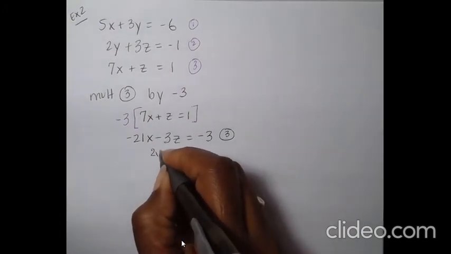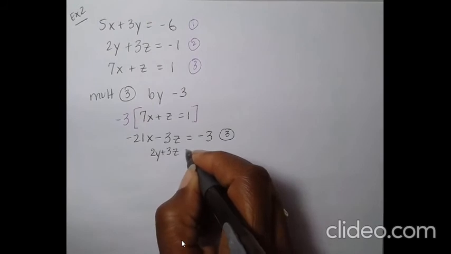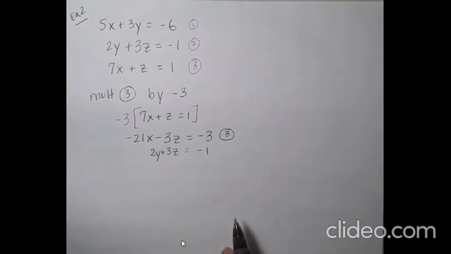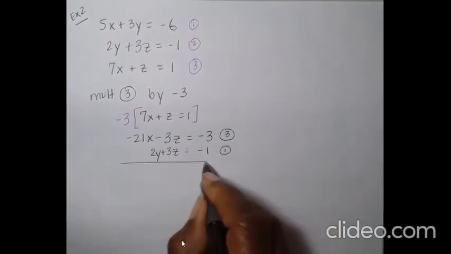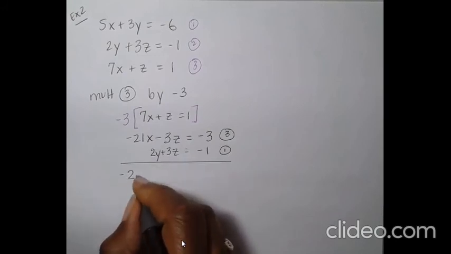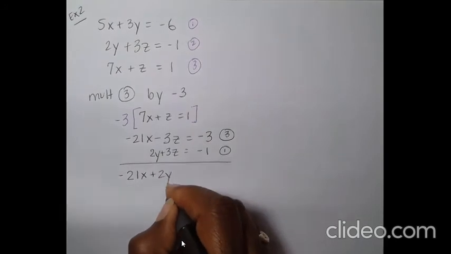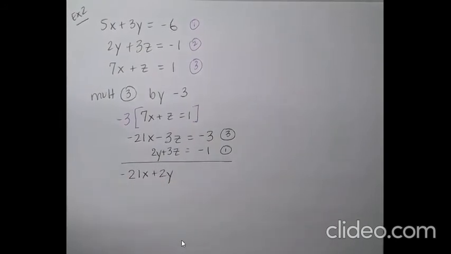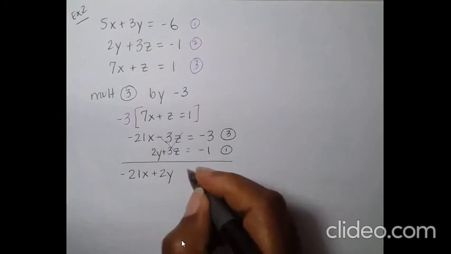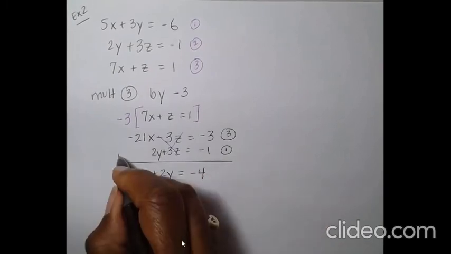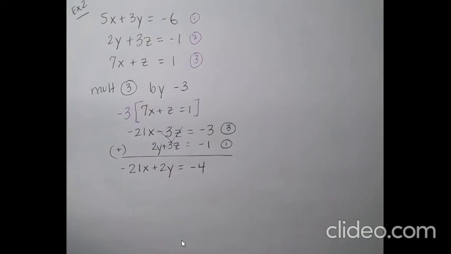I'm putting this 2y here in the middle. I probably should have put an x with a space for the y, but let's just go with it. Well, x and y cannot combine together. So what you're left with is -21x plus 2y, because these two are not like terms. The -3z and the +3z cancel each other out, and you have -4. I was adding these two equations together. So we have -21x plus 2y equals -4. This now we're going to call our equation 4. We created a new equation based on what we're working with.